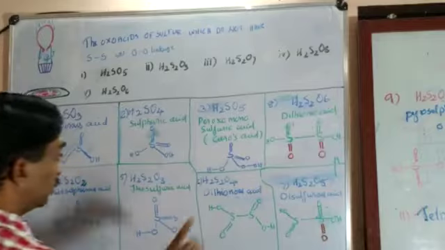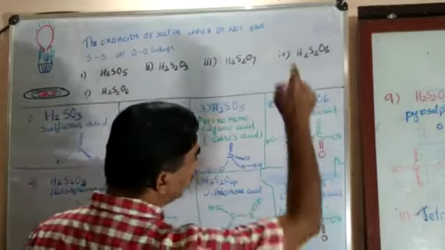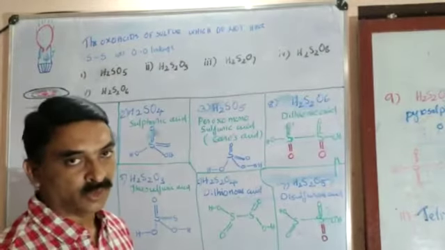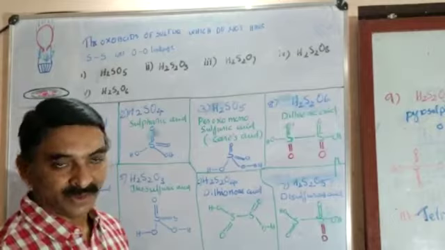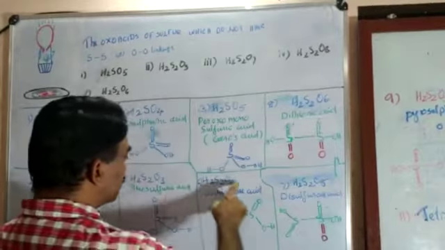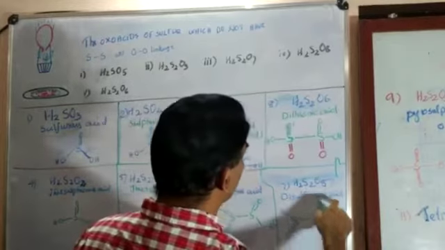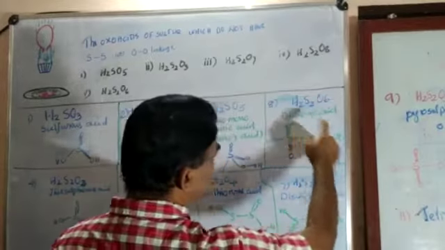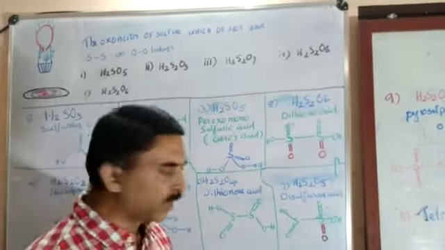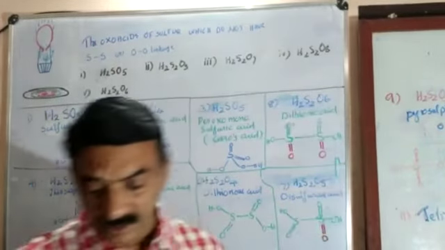Look here. These all have either a single bond S or a double bond S. That way you can remember. Now, remember the names given there. H2S2O4 is dithionous acid. H2S2O5 is disulfurous acid. H2S2O6 is dithionic acid. Dithionous, disulfurous, dithionic. Okay. Now, the other three more are there.